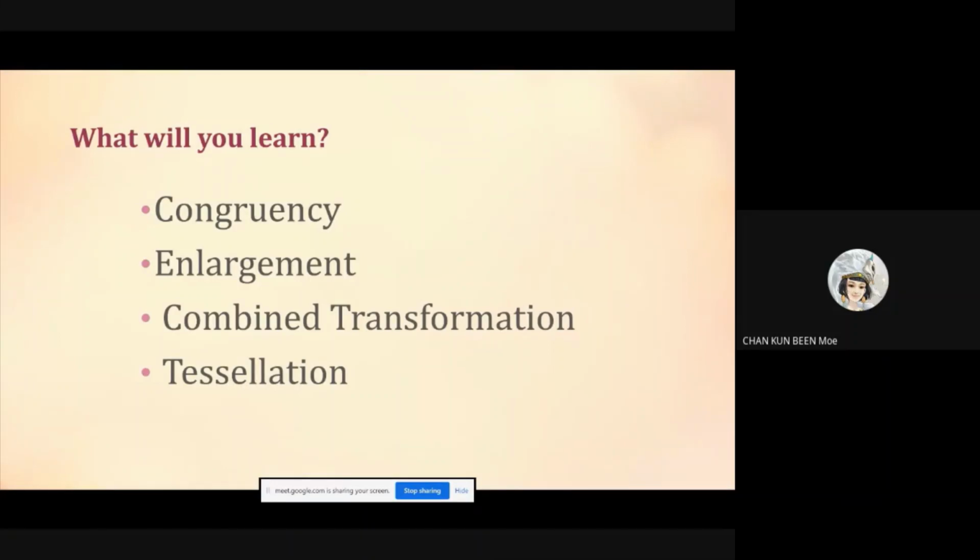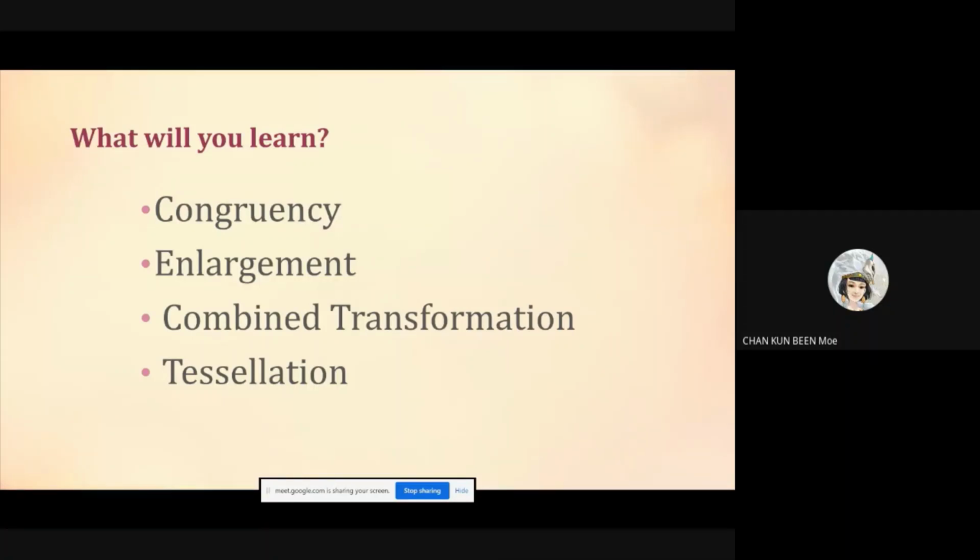Over here, for example, there will be a combined transformation of translation, and then maybe there will be a rotation, or maybe there will be a reflection. So it will be a combined transformation, and then you have to identify the image. And the last one is the tessellation. It is the pattern of recurring shapes that will fill a plane without leaving any empty spaces.